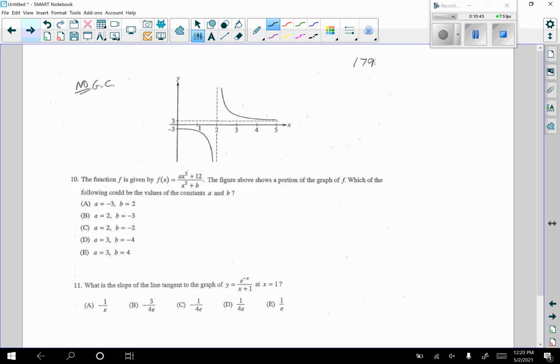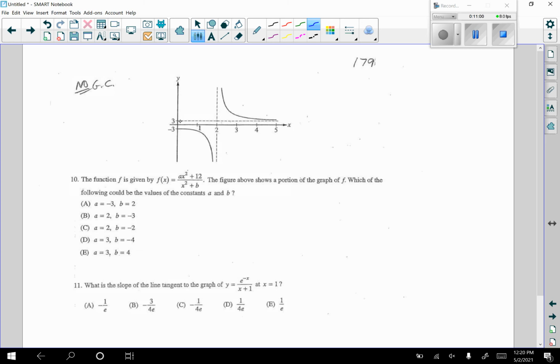All right, number 10, the function f is given right here. The figure above shows a portion of the graph of f. Which of the following could be the values of the constants a and b? Again, because this is multiple choice, we don't really have to be particular with our work, but I do want to show you where we're getting everything from.